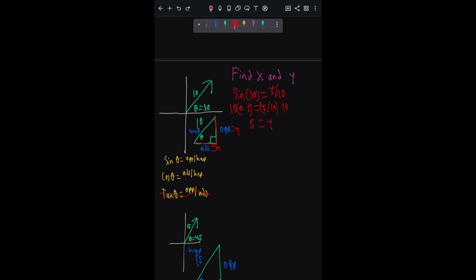So let's find x. Well, cosine of 30 is equal to adjacent, or x, over hypotenuse, which is 10. Cosine of 30... I should really learn the unit circle.